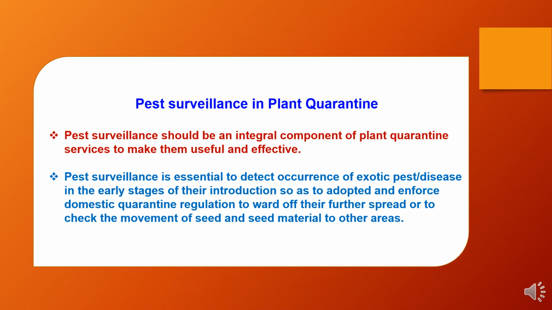Pest surveillance is a component of plant quarantine. Pest surveillance should be an integral component of plant quarantine services to make them useful and effective. Pest surveillance is essential to detect the occurrence of exotic pests and diseases in the early stage of their introduction, so as to adopt and enforce domestic quarantine regulations to ward off their further spread or to check the movement of seed and seed material to other areas.